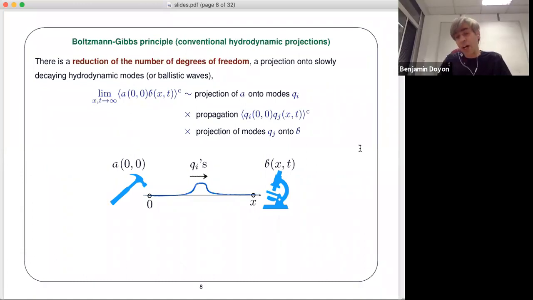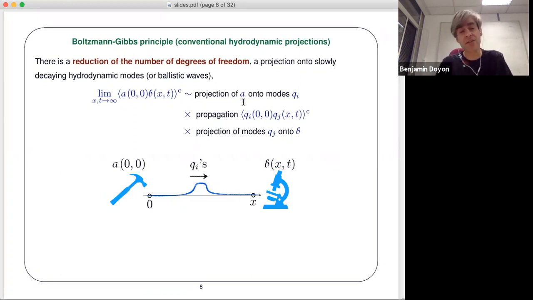There is a quite well-known principle in hydrodynamics called the Boltzmann-Gibbs principle. It's been known for quite some time. It was applied, of course, historically in systems that have a natural hydrodynamic description like gases of particles, but actually it can be applied to quantum spin chains as well, or to the sine-Gordon model or whatever. Okay. So this is the principle of the hydrodynamic projections.